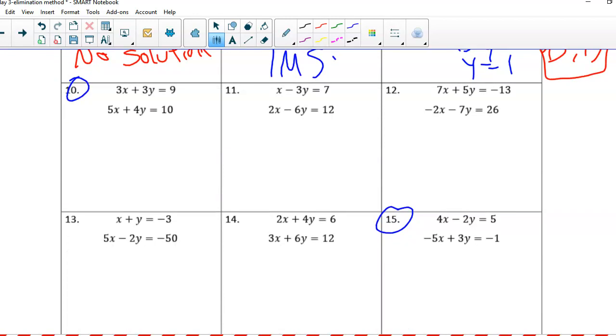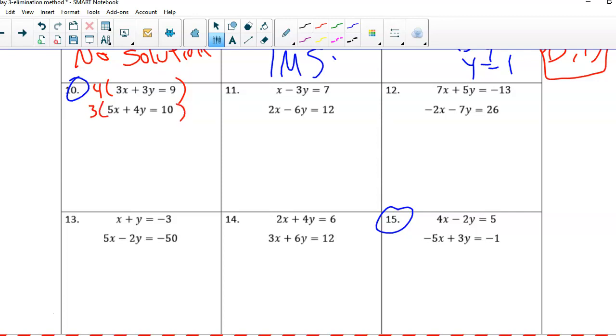Right, for number 10, do we have a variable with the same coefficient? No. So what variable do we want to eliminate? Let's choose that first. Y, okay. If we want to eliminate y, we need to multiply this equation by some number and this equation by some number that are common multiples. You multiply the top one by 4 and the bottom one by 3. You can multiply one of them by a negative, or you can multiply both of them by a positive. It does not matter.